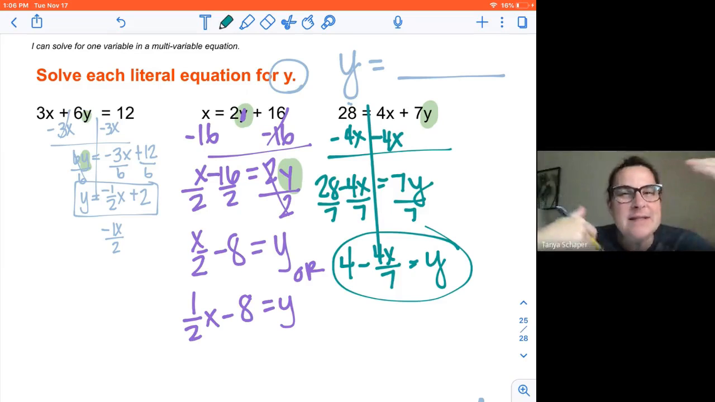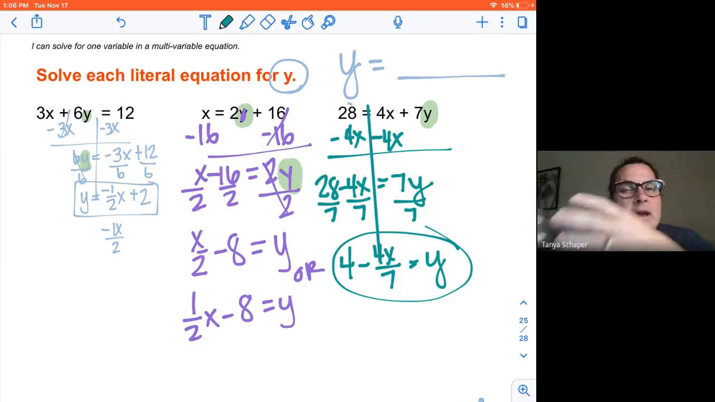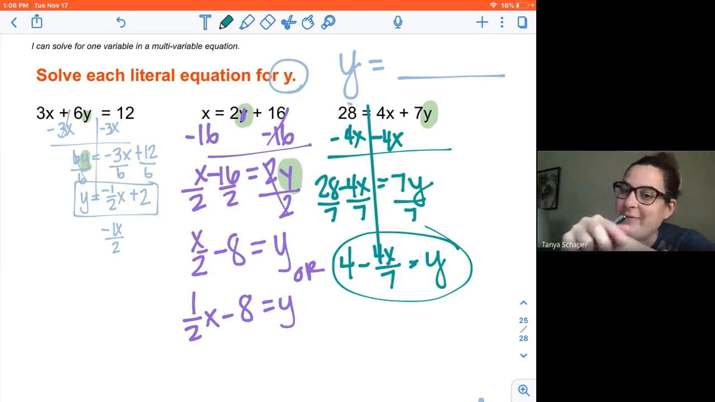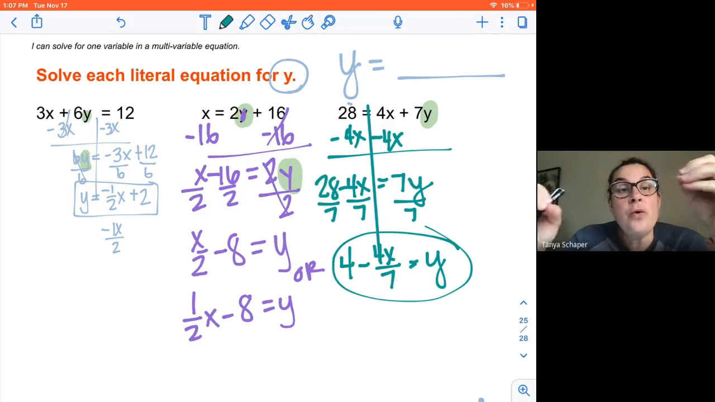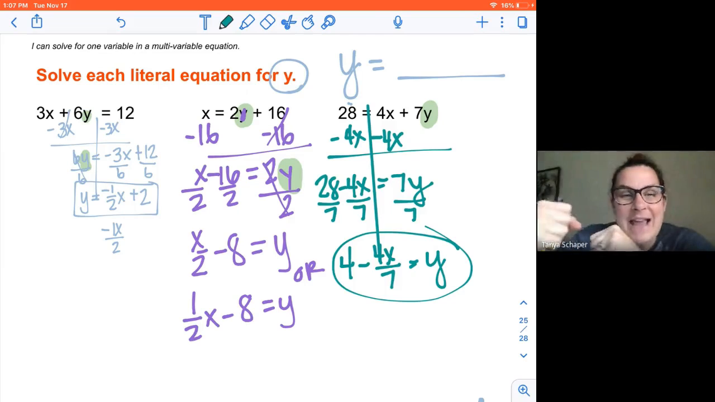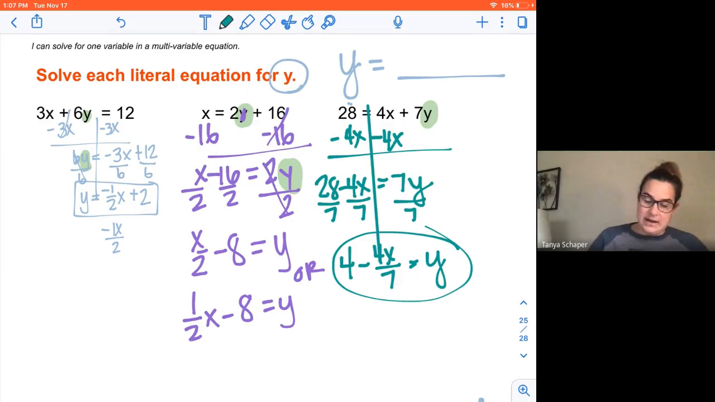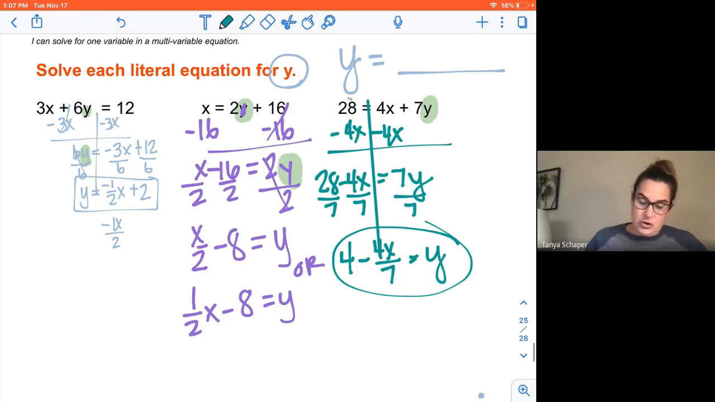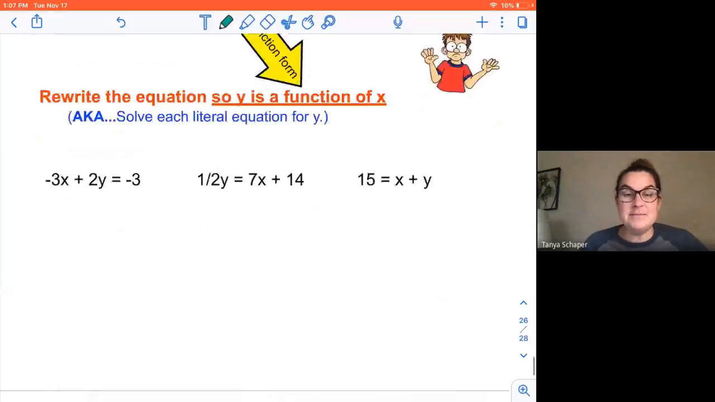I want you to stay in the same mindset of how we solve equations. We simplify, we isolate, we check. Here's the cool thing: we can't really check on this one. So we're going to be simplifying and isolating, getting that y all by itself. We're going to do a couple more, and then we're going to give you some time to practice.